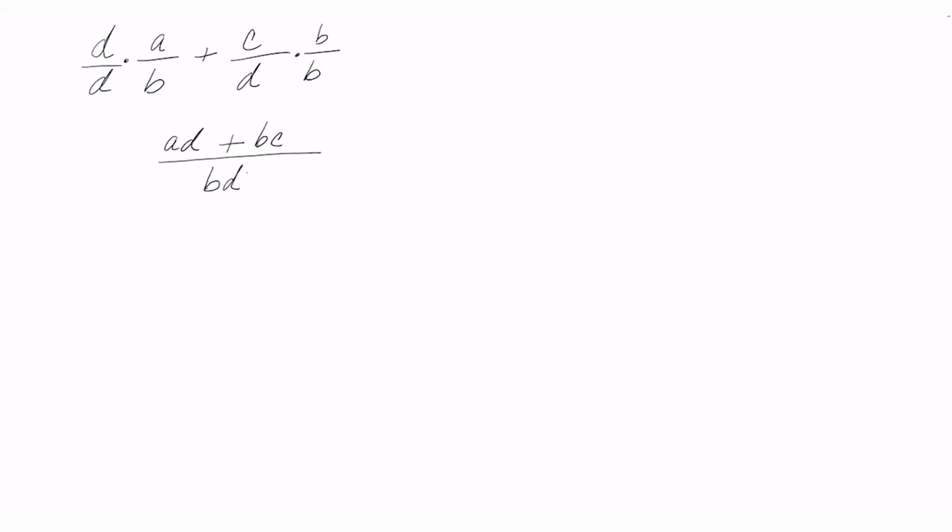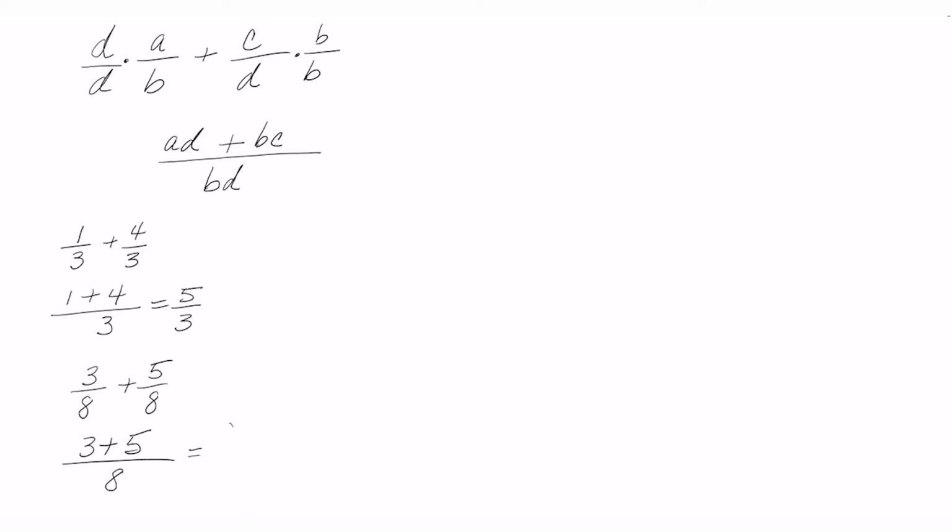So let's do an example where we already have a common denominator. So example number one, let's add 1/3 plus 4/3. Well, we already have our common denominator of 3, so we're basically going to be adding those numerators over our common denominator. So that gives us 5/3. Let's do another one with a common denominator. If we take 3/8 and we add 5/8, we're going to be adding 3 plus 5 over our common denominator of 8, which gives us 8 over 8, which is, of course, 1.